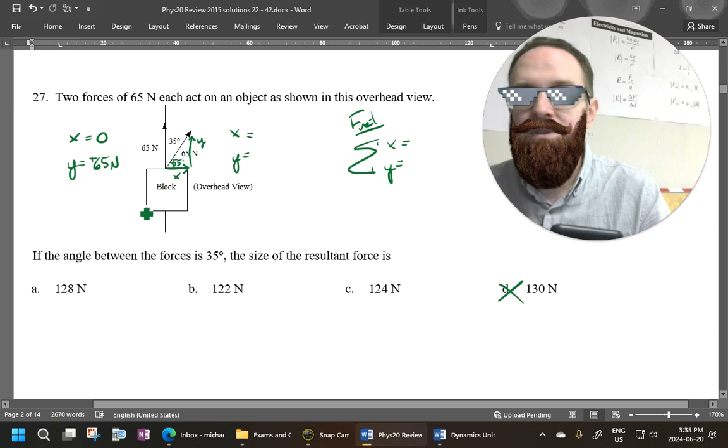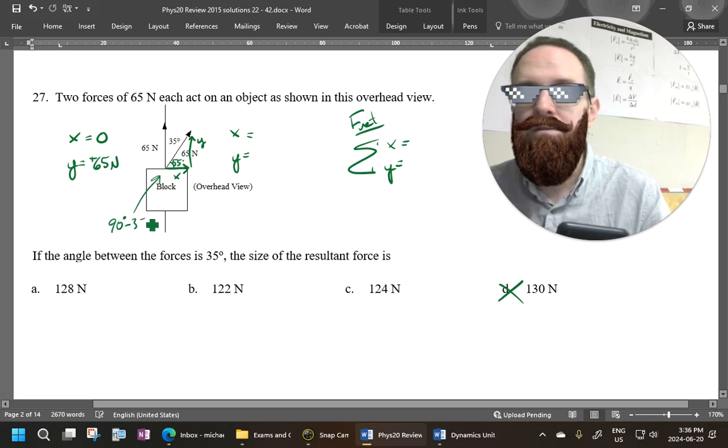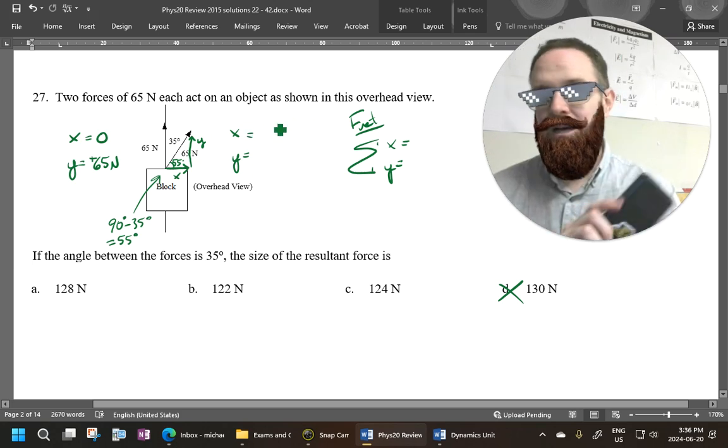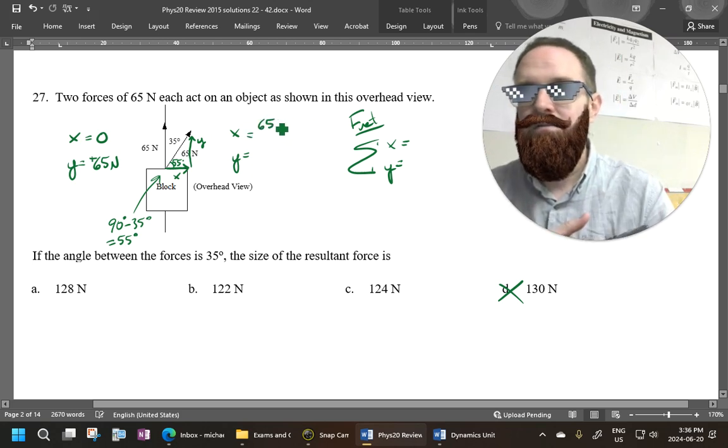So to find that, I'm just going to put a little mark here. 90 degrees minus 35 degrees, and that gave me 55 degrees. Okay. So now I'm going to use the 55 degrees. For the x, because it's adjacent to that angle, I'm going to go 65 newtons times cos 55 degrees. And the y is the opposite from this angle, so I'm going to go sine 55.